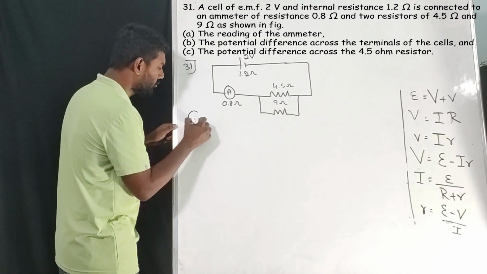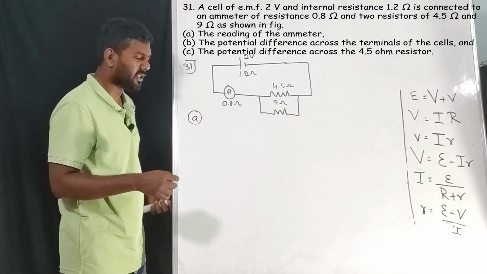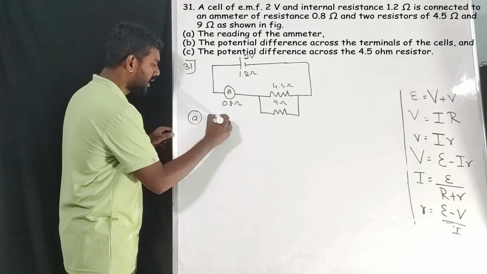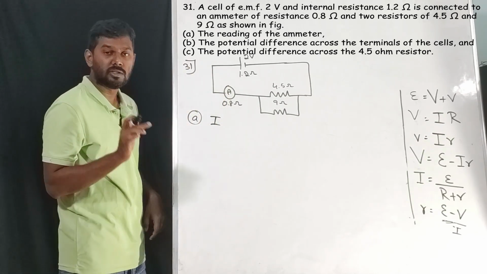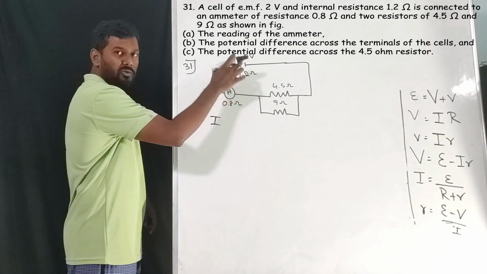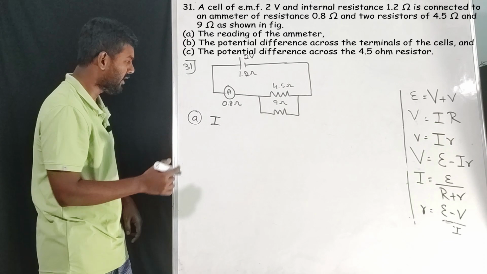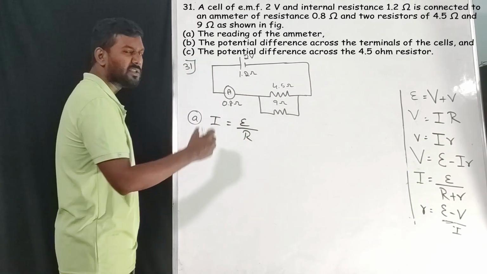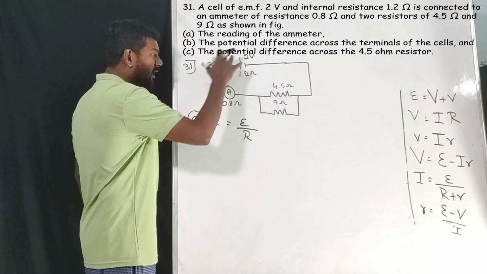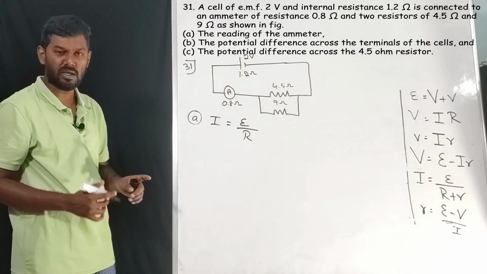First one, we have to find the ammeter reading. What do you mean by ammeter reading? Ammeter reading is nothing but the current value, and that current is coming from the battery. So we have to use the EMF also. Using the EMF and these resistances, we can find the current, that is nothing but E by R. What do you mean by this R? R is nothing but the complete resistance in the circuit.